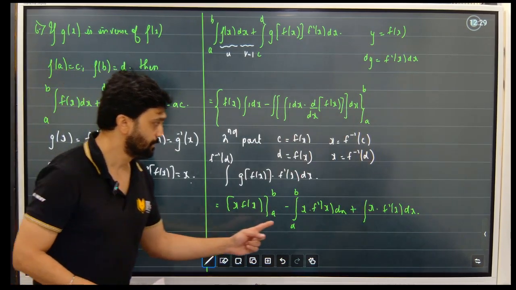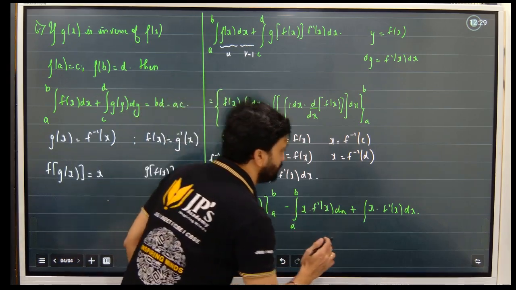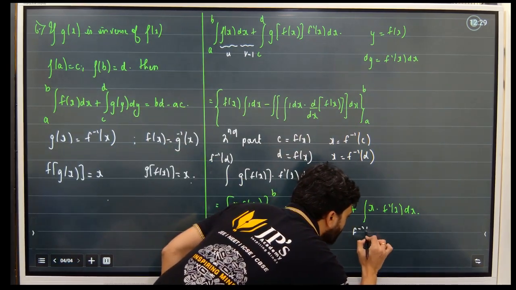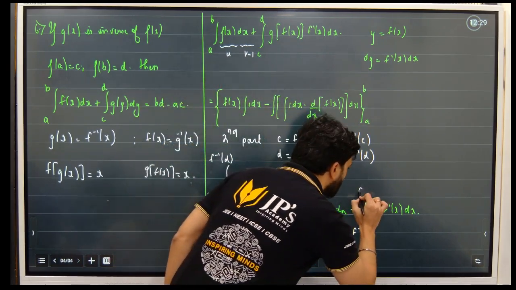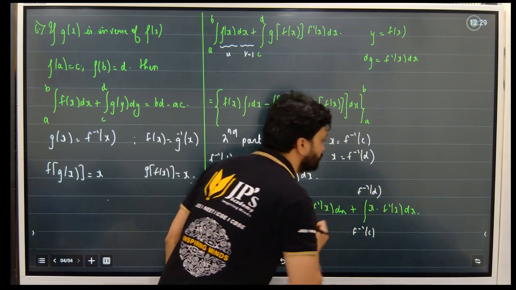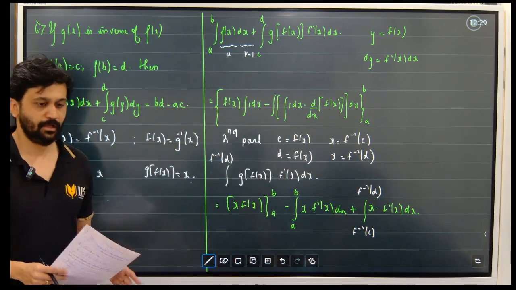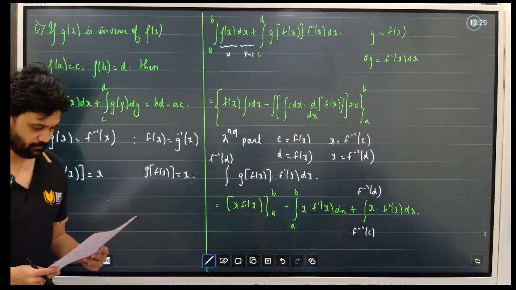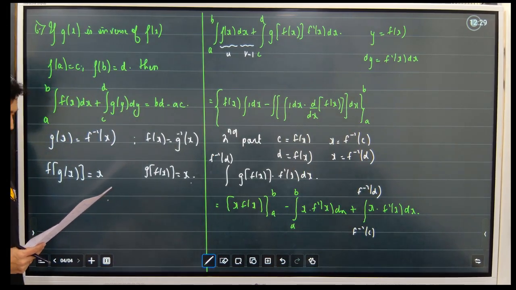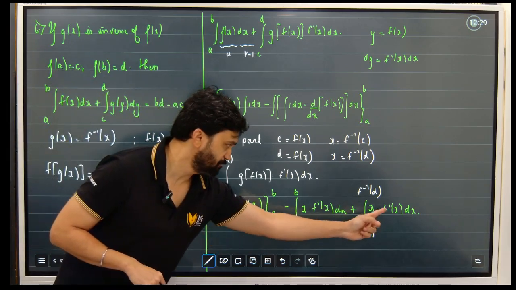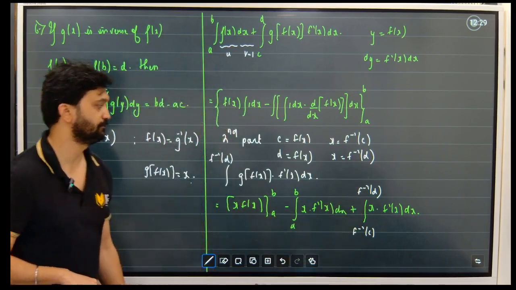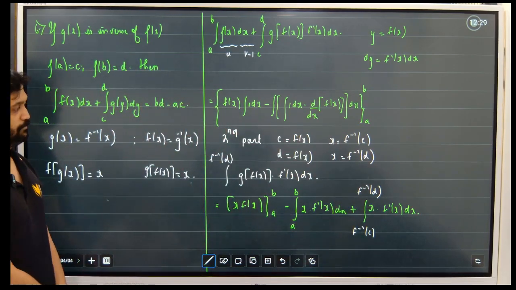Now here my limits are f inverse c and f inverse d. How will we proceed with this if I have f inverse c and f inverse d? Same terms, these are my limits. What will you do after this?